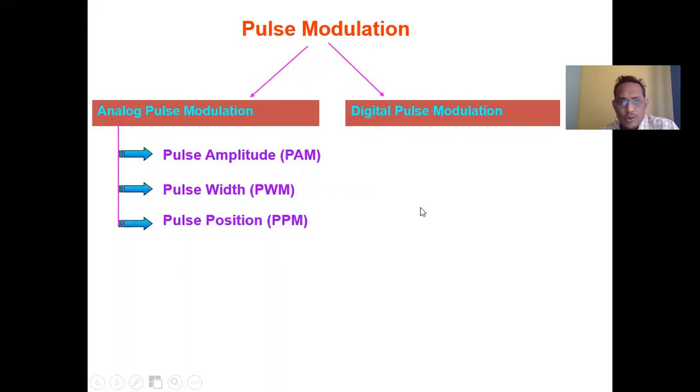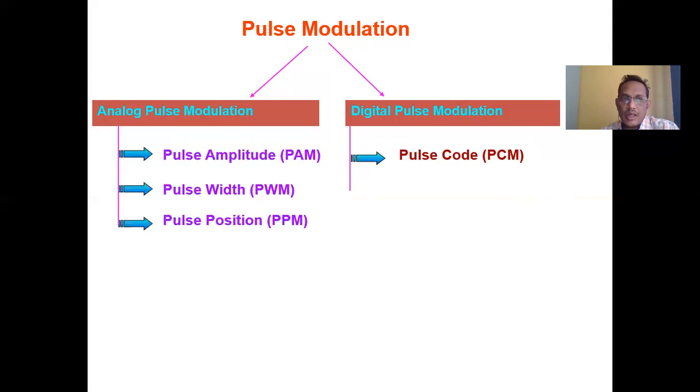In case of digital pulse modulation, the first example is pulse code modulation. This is for your second year syllabus, as mentioned in your syllabus. Pulse code modulation is the first digital modulation technique. Apart from that, there are a number of digital modulation techniques, called delta modulation, adaptive delta modulation, QPSK, BPSK, and others. We will not go into detail regarding these. We will discuss only PCM, the first digital modulation technique.